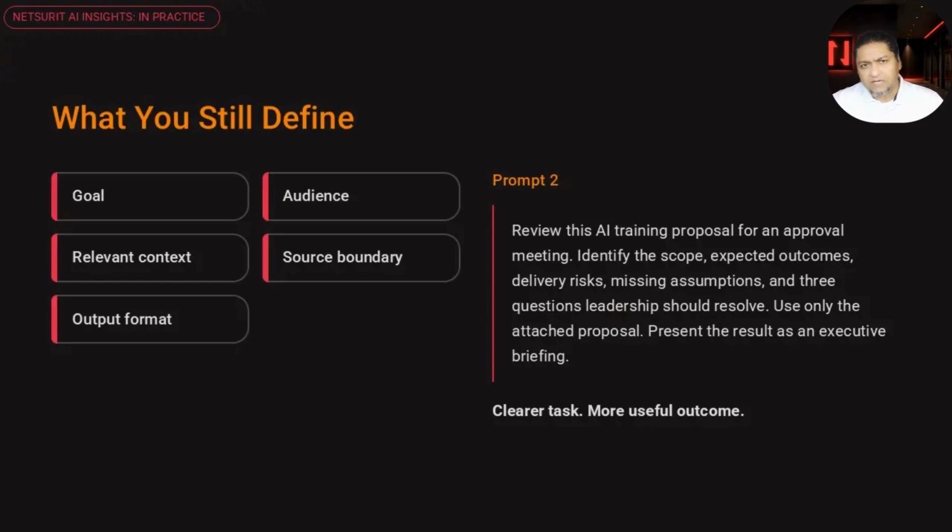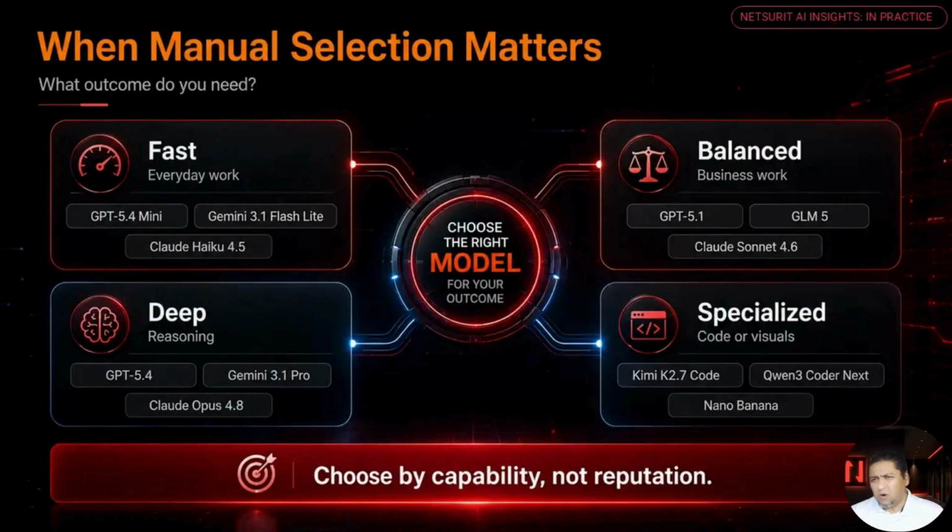The second prompt gives AI a purpose, an audience, a clear evaluation criteria, a source boundary, and a useful format. That produces an outcome designed for a real business decision instead of just a generic opinion on give me a summary or give me what you think about this proposal. For most everyday work, auto performance is the best place to start.